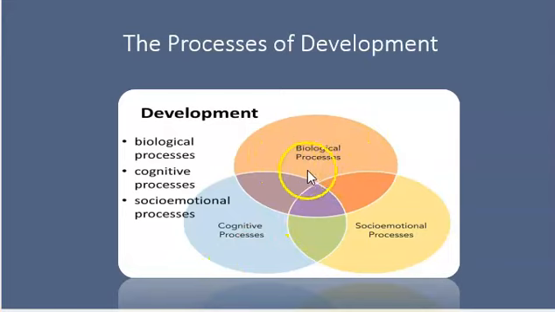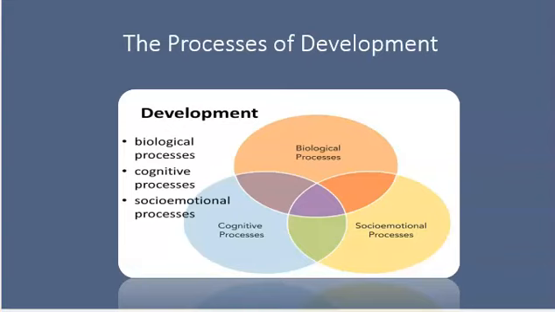First of all, biological processes, secondly, cognitive processes, and thirdly, socio-emotional processes. These three domains are not really distinct, rather they overlap and interact with each other. All these domains are working together, developing together, and interacting with each other. Each domain influences and is influenced by the others.